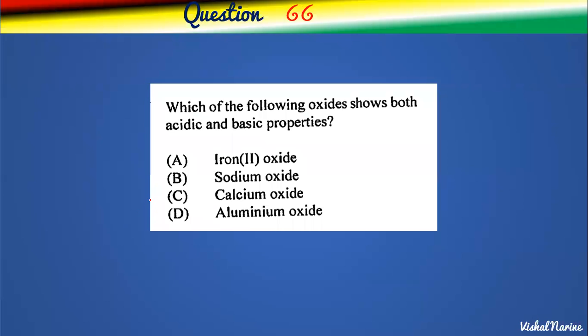Question 66. Which of the following oxides shows both acidic and basic properties? These oxides we call amphoteric oxides. Okay, so yes, it is aluminum oxide.